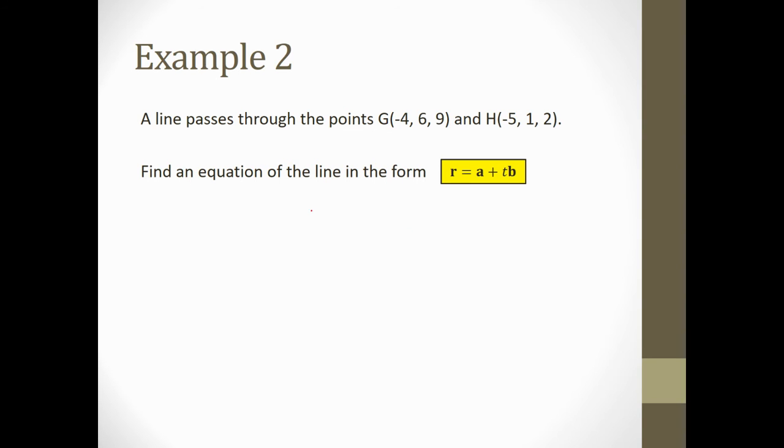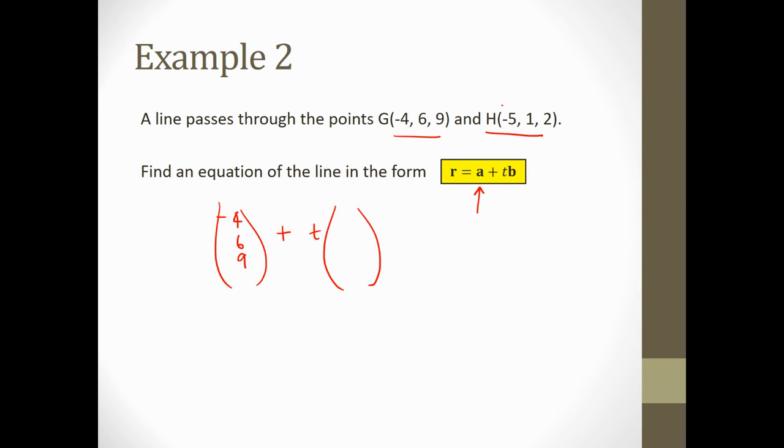So a little bit harder one. If we know the line passes through 2 points, and we need the vector equation of a line, the first part, vector A, can be either one of these points. It doesn't matter. So you can choose -4, 6, 9, and then do plus the parameter. But now B has to be a direction vector.